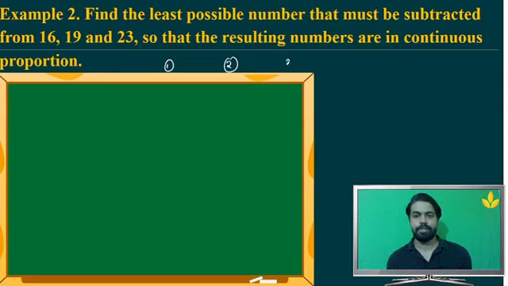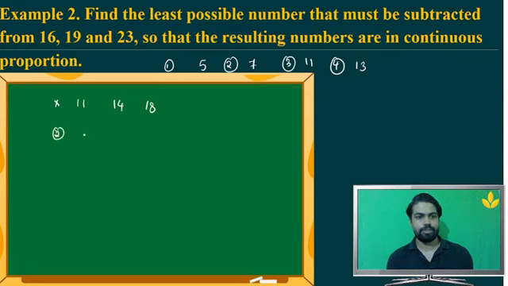It's going to be a tedious process. Let me give 4 options: maybe 5, 7, 11, and then 13. So let's take the first option. If I remove 5 from 16, it will become 11. If I remove 5 from 19, it will become 14, and if I remove 5 from 23, it will become 18. Are they in continuous proportion? No. So the second option, we'll see.